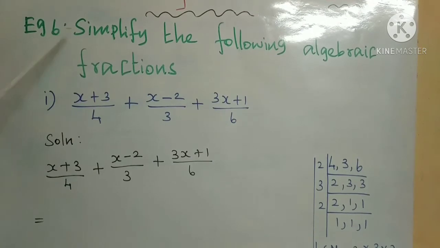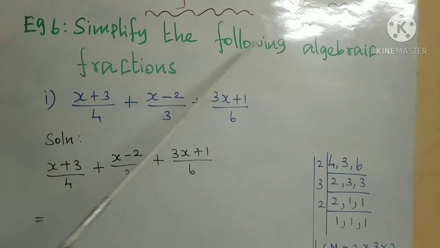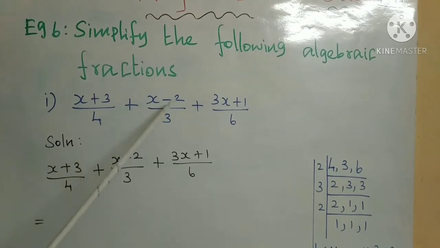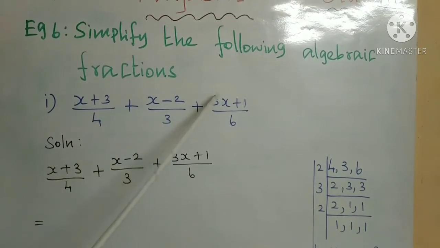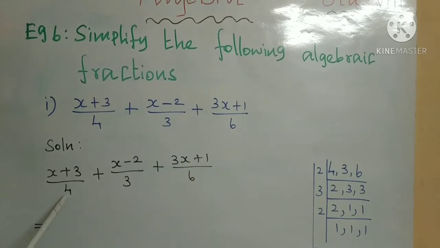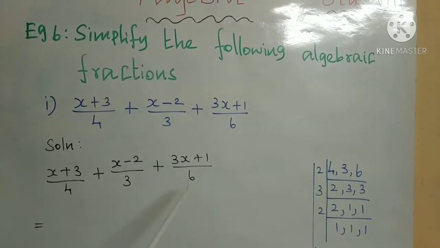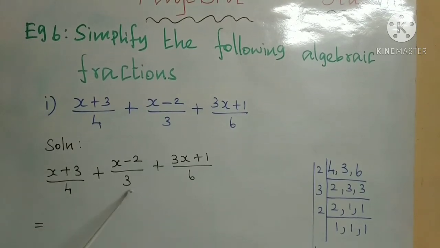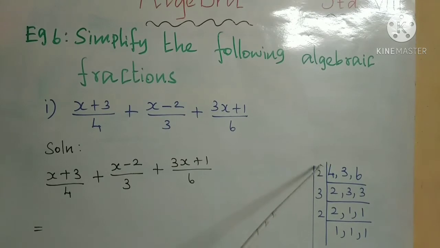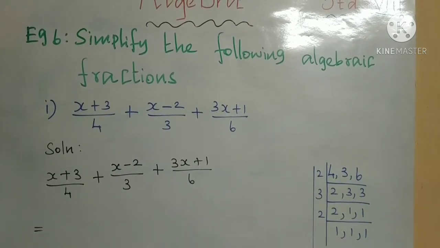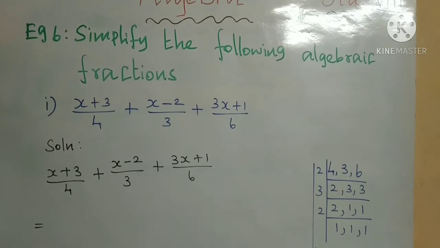Next, example 6. Simplify the following algebraic fractions: x plus 3 by 4 plus x minus 2 by 3 plus 3x plus 1 by 6. So first step, we have to find the LCM of the denominators. So what are the denominators? 4, 3, 6. So here the LCM is 12. So in the denominator we can write the LCM value as 12.